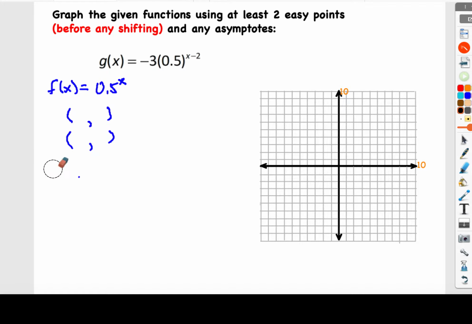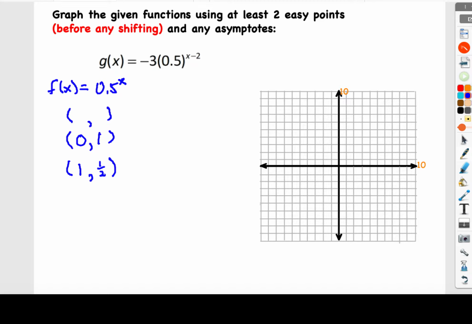actually going to make a third easy point. Now, it says two easy points, but just noticing that this is exponential decay, sometimes it's easier to use a third point, because normally I would always plug in 0, because 0.5 to the 0 is going to be 1. I would always plug in 1, because 0.5 to the first is itself. So it'll be very simply a 1/2.